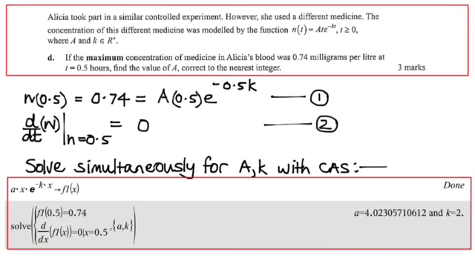Correct to the nearest integer. See, that's always a clue. They don't want an exact answer. It's probably better on CAS.